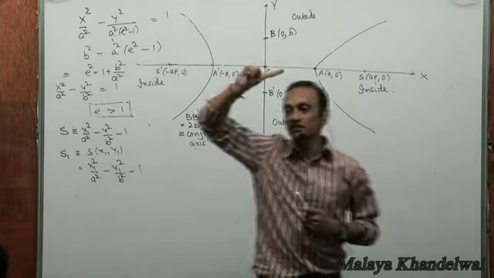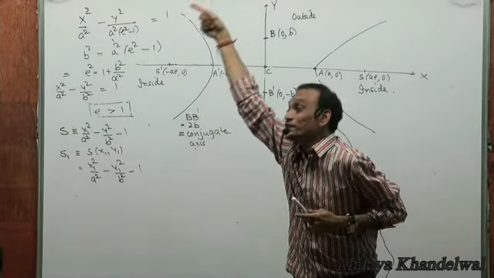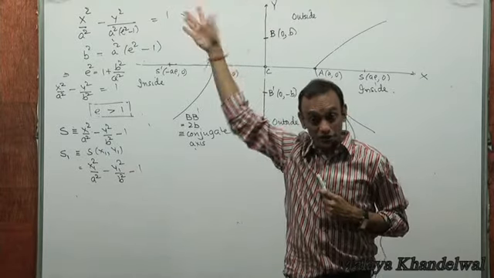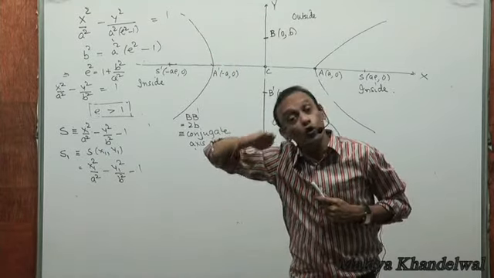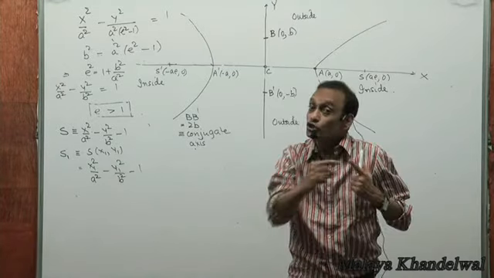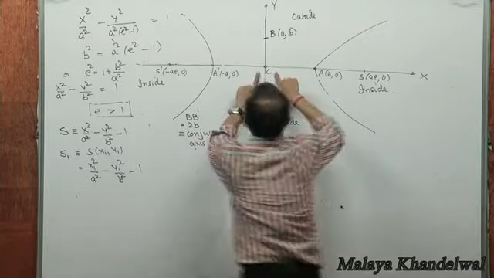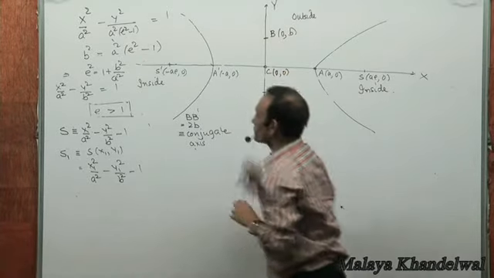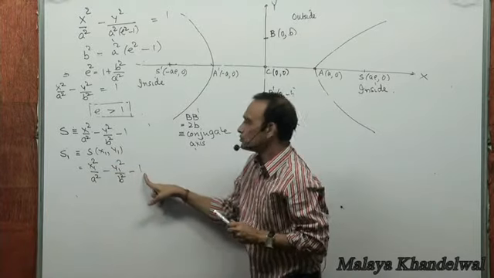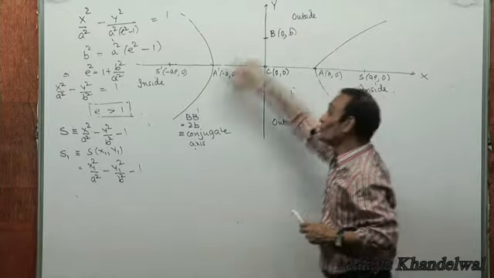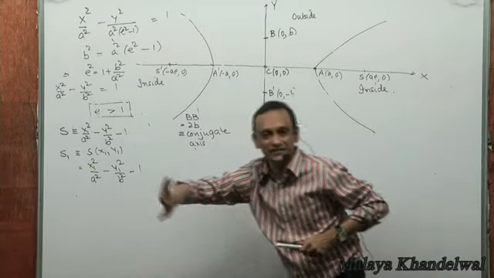In all other conic sections, if S1 was greater than 0, those were points outside the conic section. If S1 was equal to 0, the point was on the conic section, and if S1 was less than 0, it was inside. In this case, it is different. For example, C is a point outside, 0, 0. Plug in 0, 0. You get negative. All points outside the hyperbola will give S a negative sign.